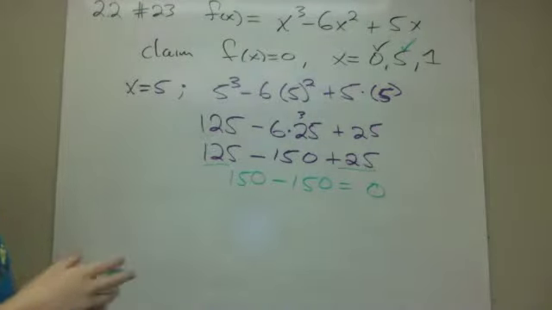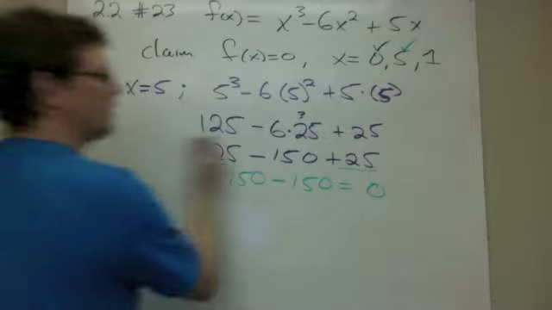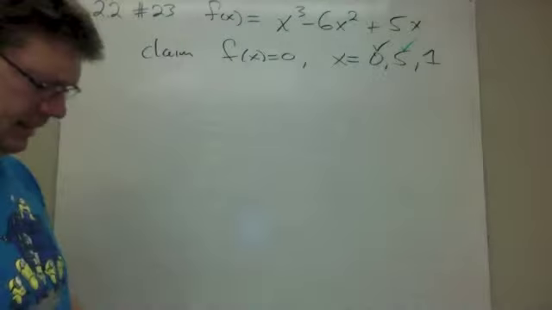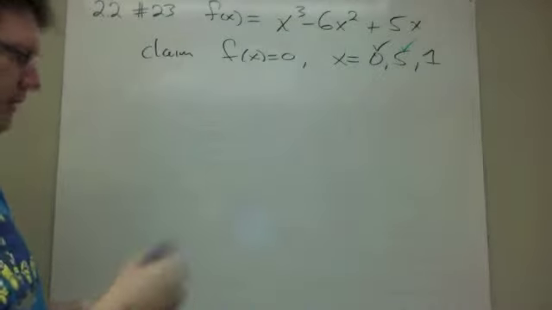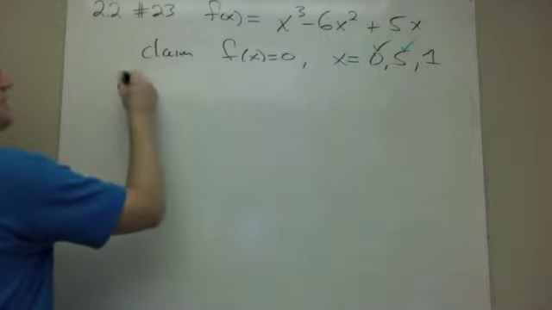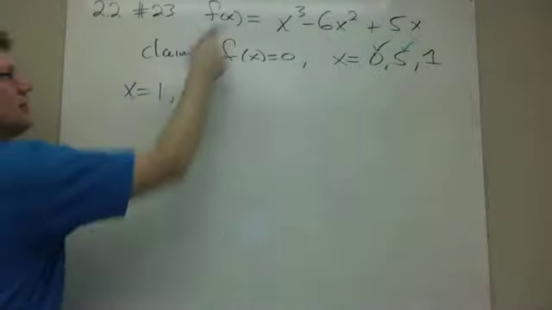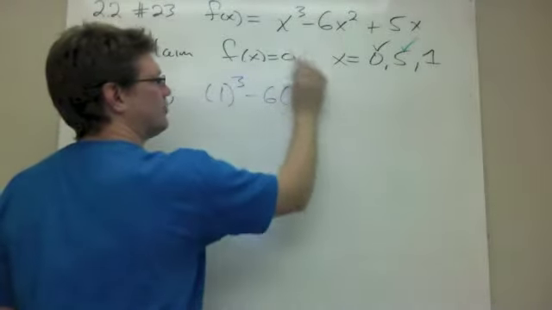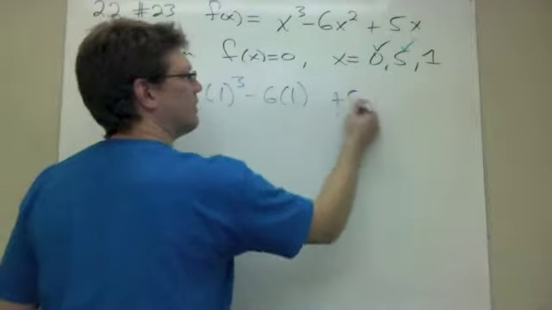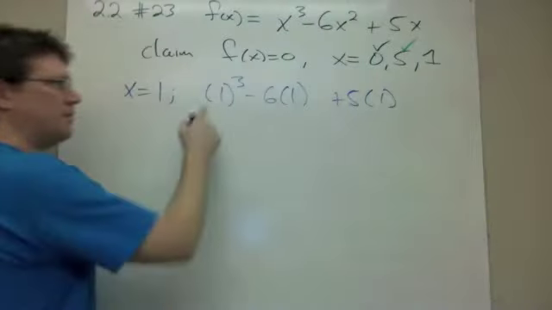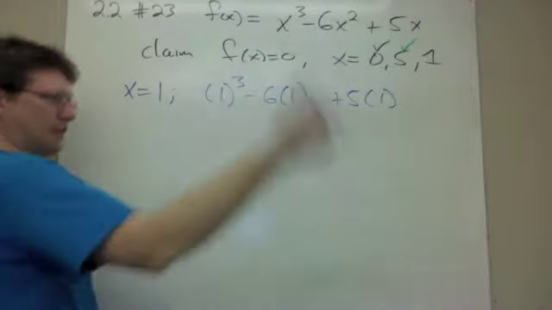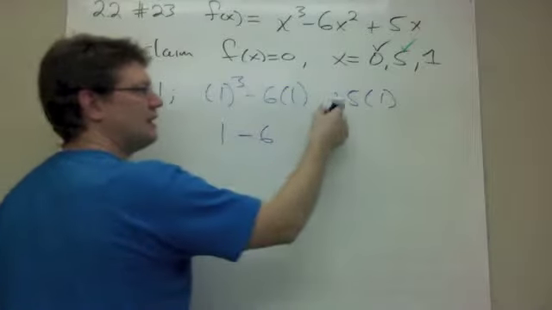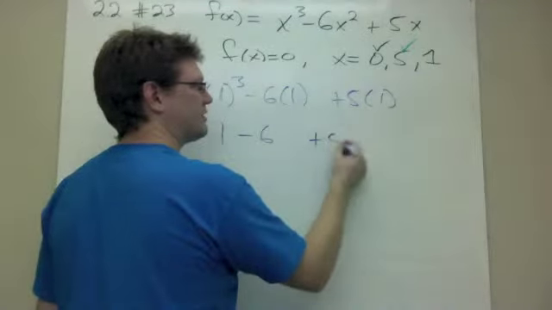All right. Now let's check the last one, x equals 1. If x equals 1, that means everywhere there is an x, we'll replace that with 1. So we're going to get 1 cubed minus 6 times 1 plus 5 times 1. Well, 1 cubed, 1 times 1 is 1, times 1 is 1. 6 times 1 is 6. The minus carries on. 5 times 1 is 5, and the plus carries on.